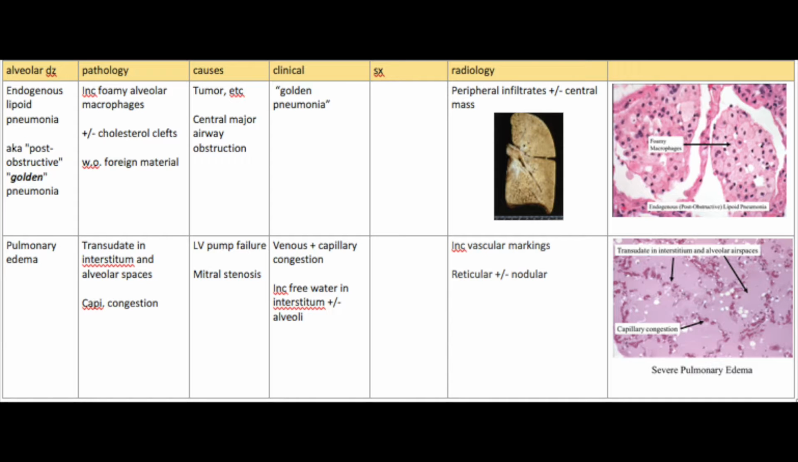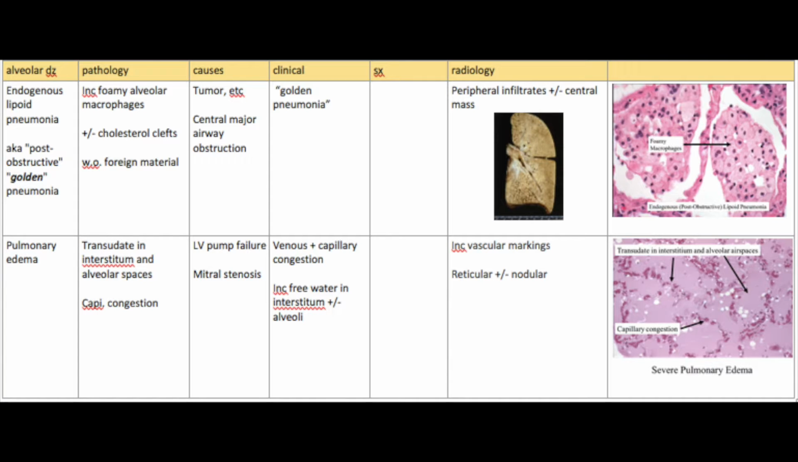So radiologically, you're just going to see increased vascular markings in pulmonary edema, and you may see reticular and/or nodular patterns on the chest x-ray. How I remember it is that reticular is just lines on the chest x-ray. Nodular is just dots on the chest x-ray. So you could have a lot of lines, or a lot of dots, or both, a reticular nodular pattern, both lines and dots, and that's going to indicate that you have pulmonary edema.